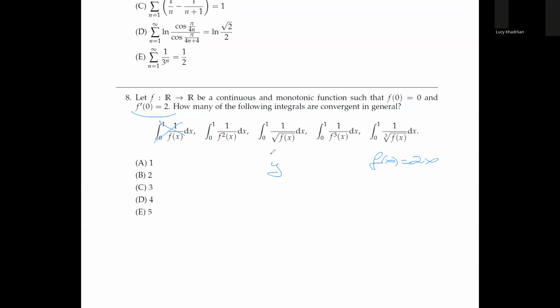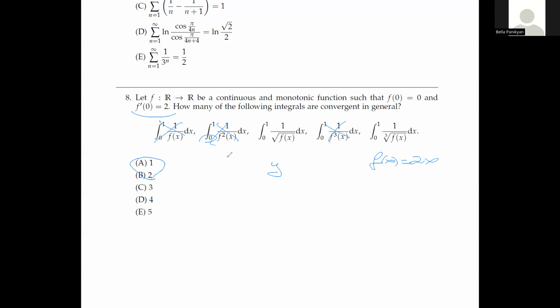Which one? First one, eliminated. Second one, is it convergent? 1 over x squared, if we take 2x squared, I think it can be convergent, because in this case it will be larger. Right, the singularity point is the 0 point. 1 over x squared is divergent. So we have eliminated this one. In the same way, we have eliminated this one. So definitely we are going to choose between these two options.